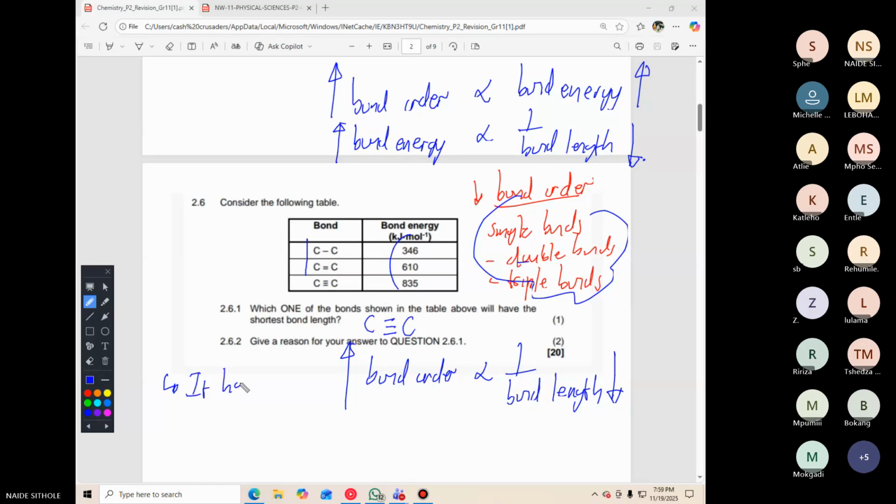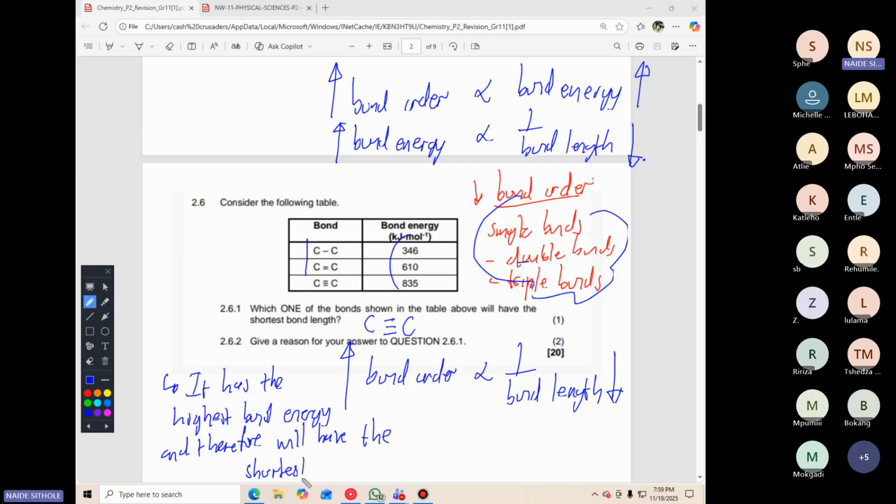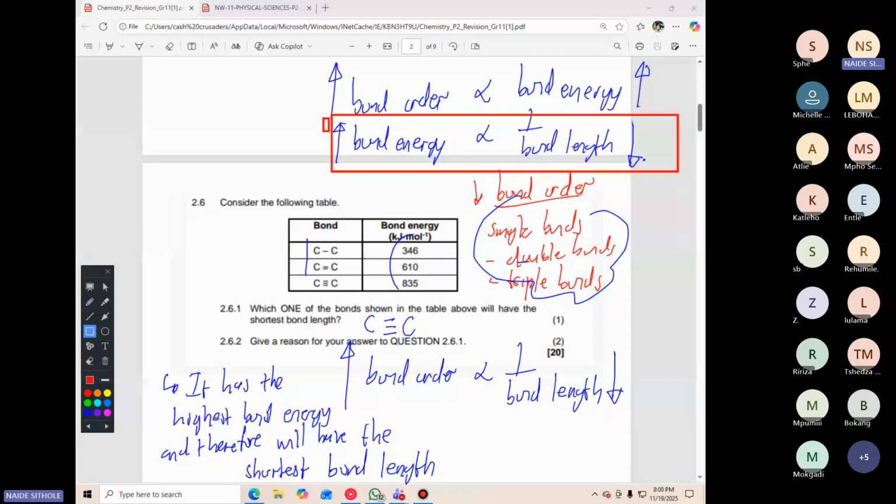It has the highest bond energy and therefore will have the shortest bond length. Based off of what? Based off this relationship: bond energy is inversely proportional to bond length. So if it has the greatest bond energy, it translates that it will have the shortest bond length.